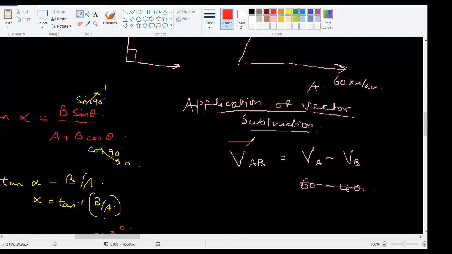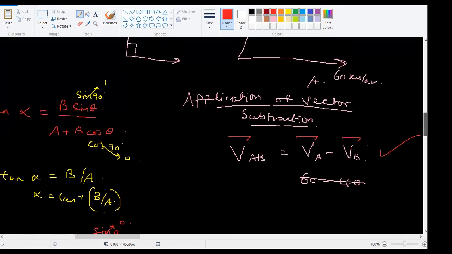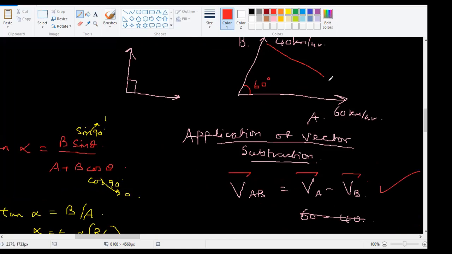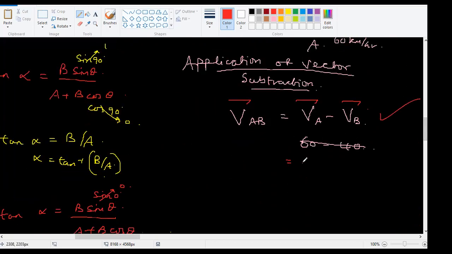Only thing you have to put this thing. So if you write it like this, it is correct. Why? Because now it becomes vector subtraction. So VA minus VB, and if I know the angle between this road and this road, let's say this is 60 degree, then the velocity of A with respect to B is nothing but VA minus VB, which is given by this formula which we studied right now.